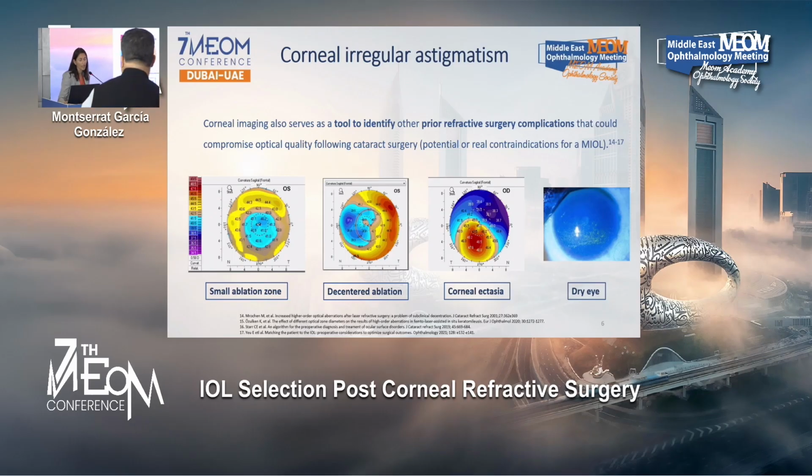Also, the topography is an important tool to identify some prior refractive surgery complications that could compromise the optical quality following cataract surgery, and that could be potential or even real contraindications for a multifocal IOL. For example, a small ablation zone, a decentered ablation, obviously a corneal ectasia, and we need also to detect dry eye patients. In these cases, we need to treat them aggressively in the pre-op period before selecting the IOL model.